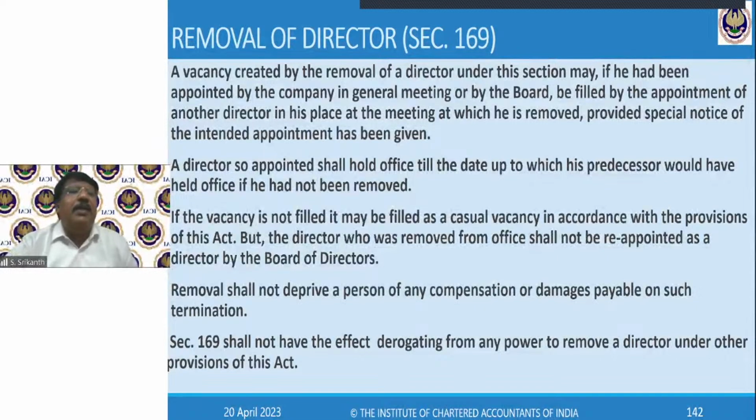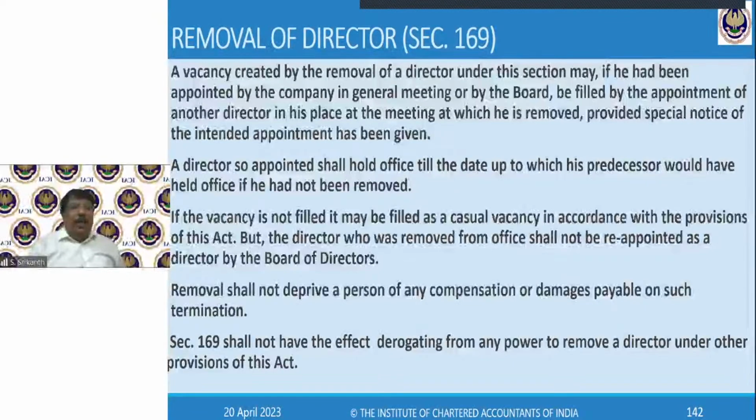Okay. So a director so appointed, means A is removed and B is appointed in his place, will hold office up to the time his predecessor would have held office. But if that vacancy is not filled up, it may be filled up as a casual vacancy. But the director who was removed cannot be reappointed. Also, do you remember, if he is removed, automatically he vacates office. It's one of the grounds for vacation, if you remember.